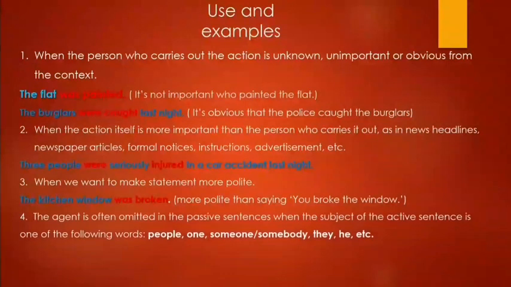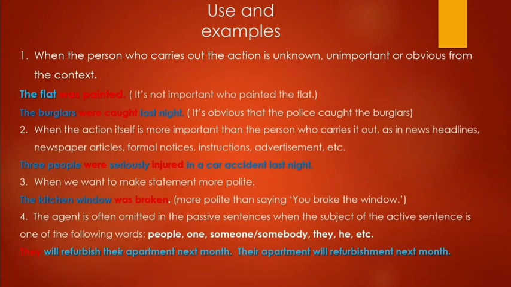And the last one, the agent is often omitted in the passive sentence when the subject of the active sentence is one of the following words: people, one, someone, somebody, they, he, etc. They will refurbish their apartment next month. Their apartment will be refurbished next month. So they, the subject in this sentence, is omitted in the passive sentence.